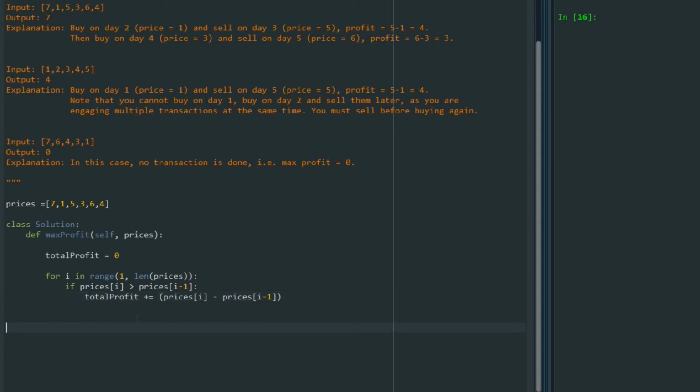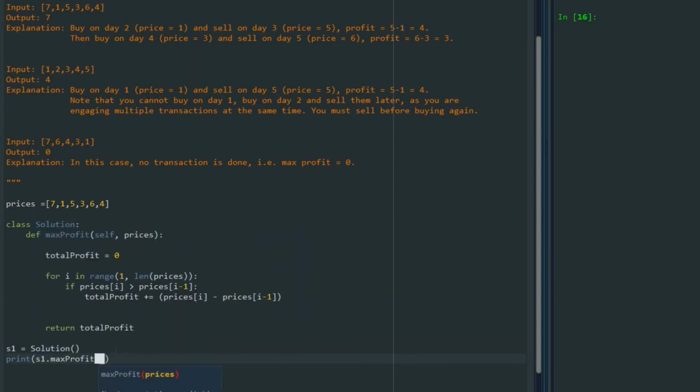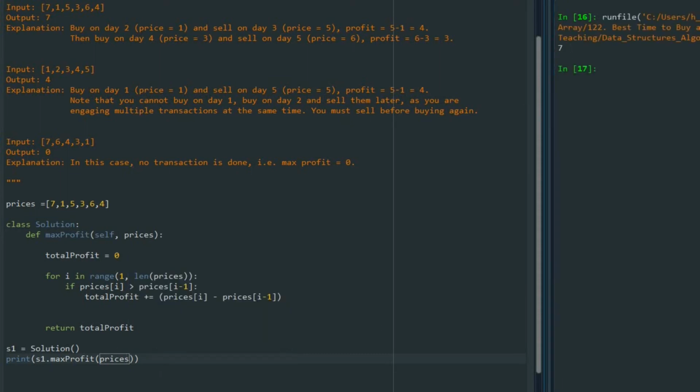Okay, and then at the end of the function, I can just return total profit. S1 equals Solution, and I can just print S1.maxProfit of prices. Let's see what we get. Okay, we get 7. Why? Because I have 1 profit here and 1 profit here, and as we expected, here we get 7.